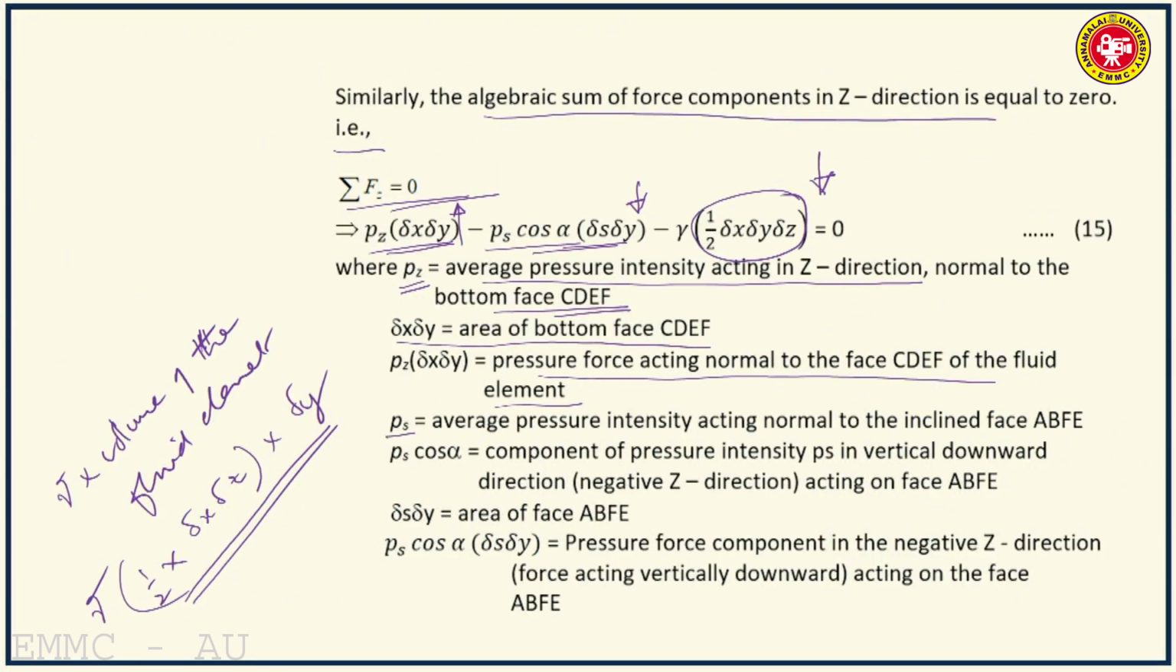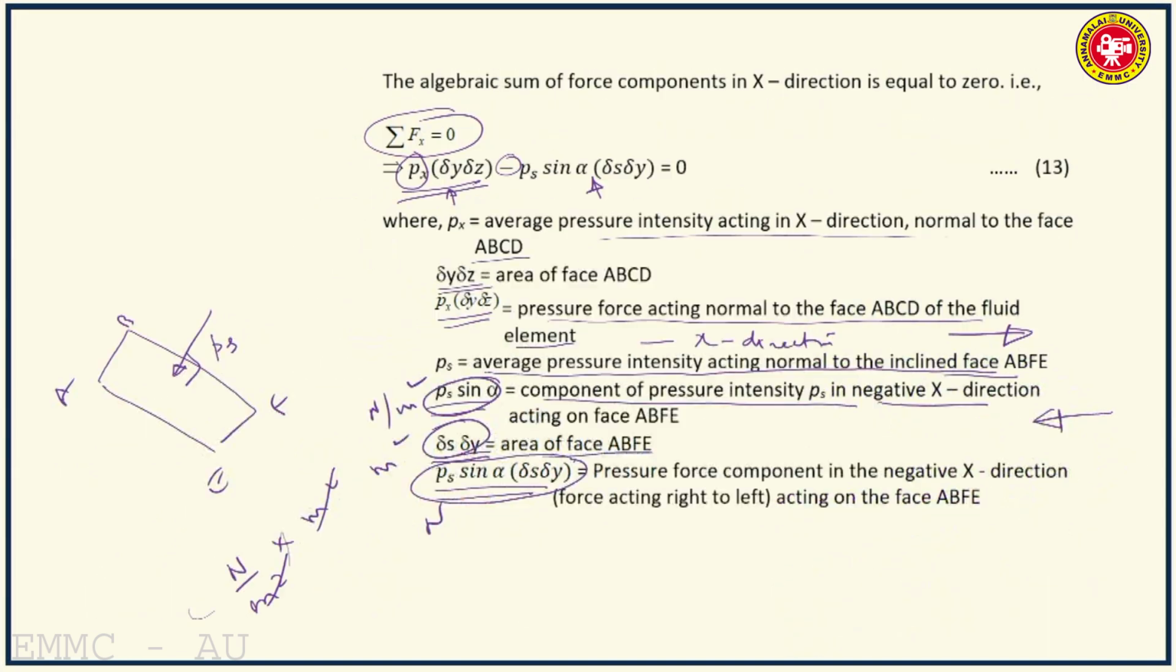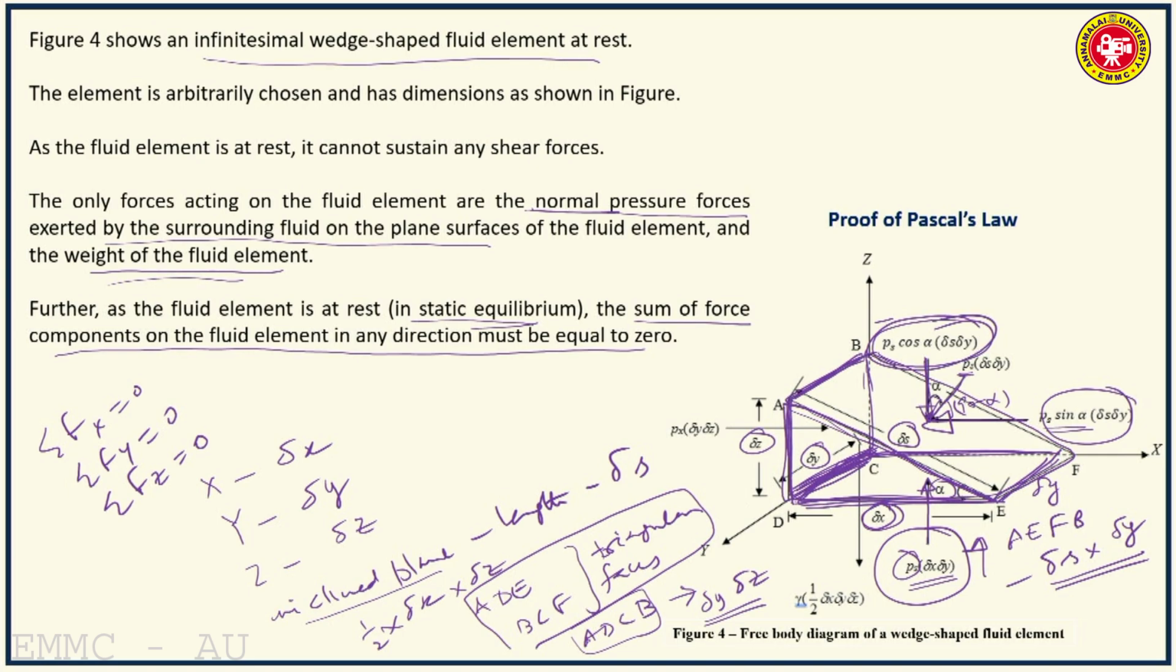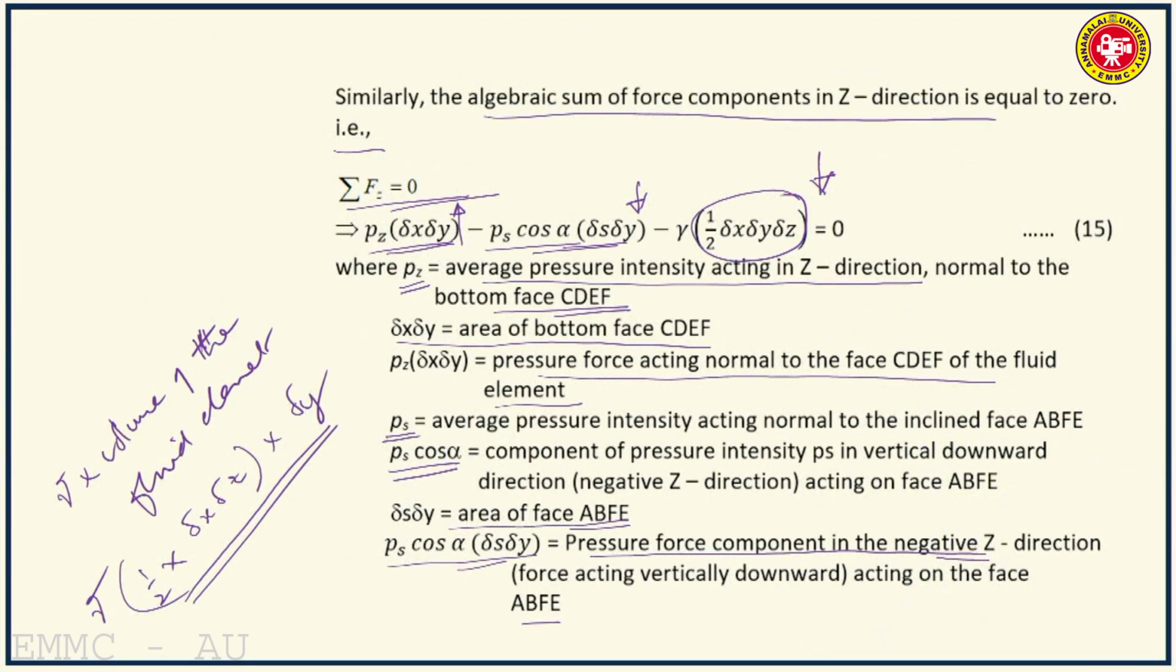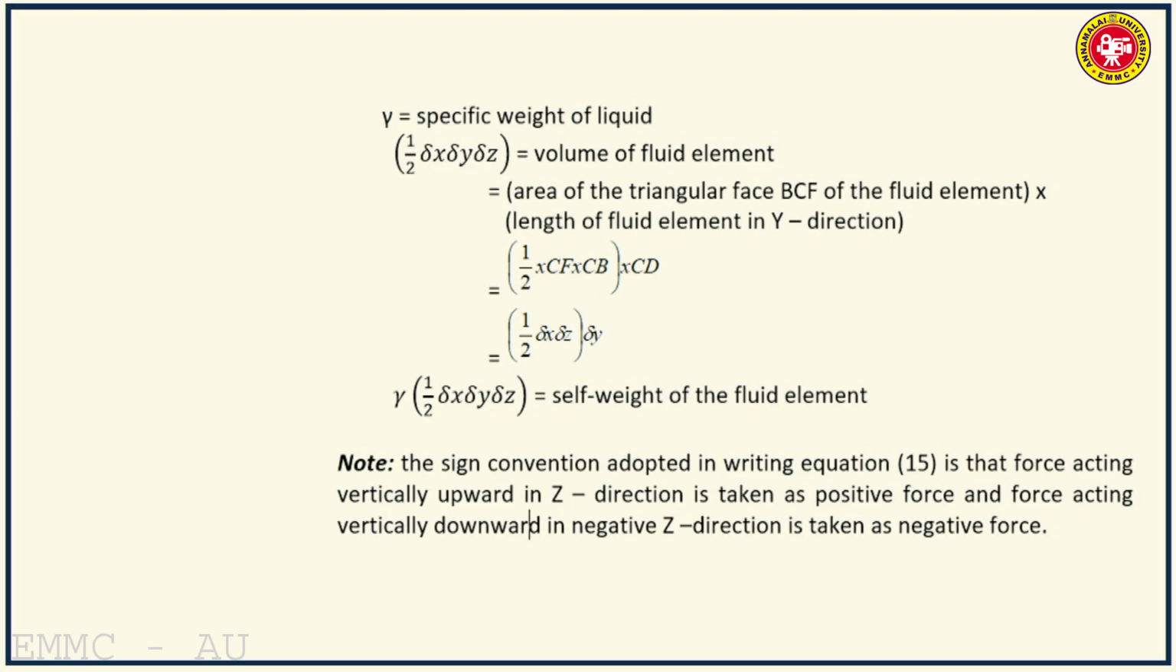Then PS is the average pressure intensity acting normal to the inclined face. PS cos alpha is the component of pressure intensity PS, its P suffix S, in vertical downward direction, that is negative Z direction acting on face ABFE, that is the inclined face. Delta S delta Y is the area of the inclined face ABFE. So, PS cos alpha delta S delta Y gives you the pressure force component in the negative Z direction, that is vertical downward acting on the inclined face ABFE. Then the weight of the fluid element, that is self weight of the fluid element.